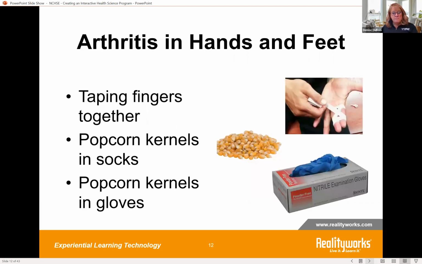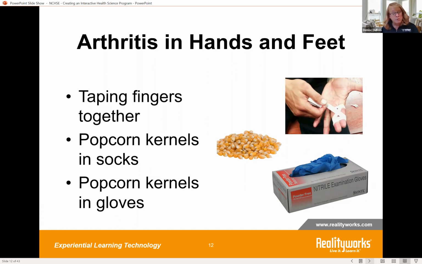So there you go. Arthritis in the hands and feet. Here's one that's pretty common. You might have heard of taping together the thumb and forefinger of your dominant hand and then binding the three fingers of the other hand, which will restrict movement and fine motor skills. So a very easy way to simulate arthritis.